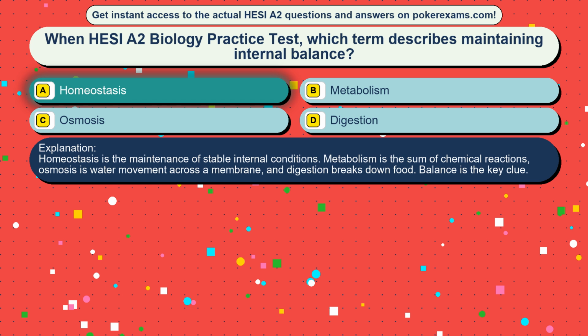Homeostasis is the maintenance of stable internal conditions. Metabolism is the sum of chemical reactions, osmosis is water movement across a membrane, and digestion breaks down food. Balance is the key clue.